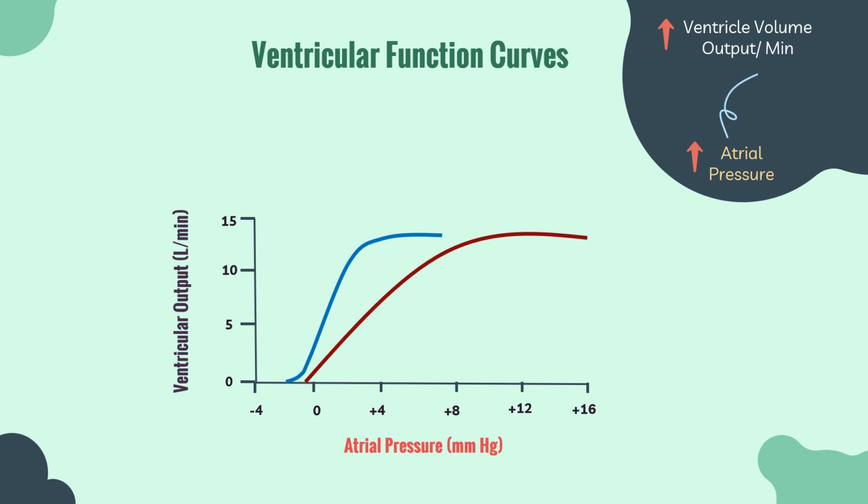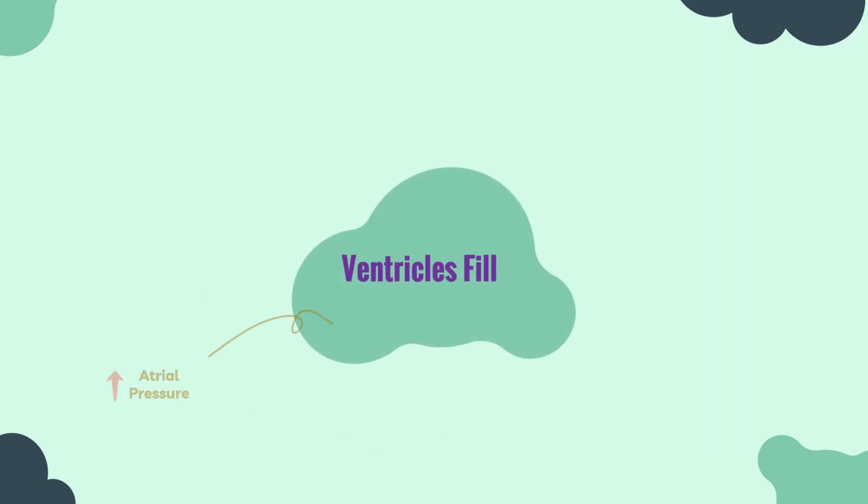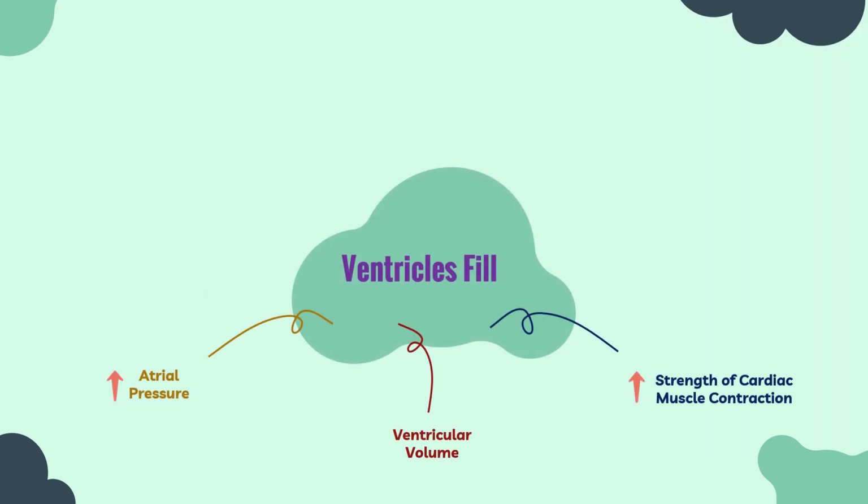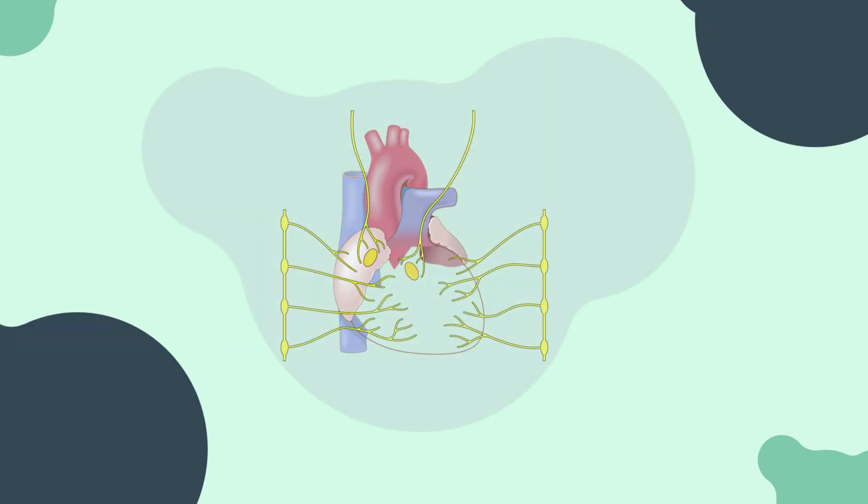That is, as the ventricles fill in response to higher atrial pressures, each ventricular volume and strength of cardiac muscle contraction increase, causing the heart to pump increased quantities of blood into the arteries. Now, let's discuss the control of the heart by the sympathetic and parasympathetic nerves.